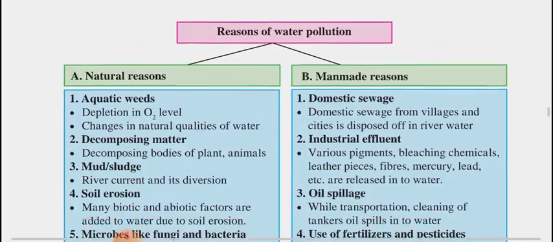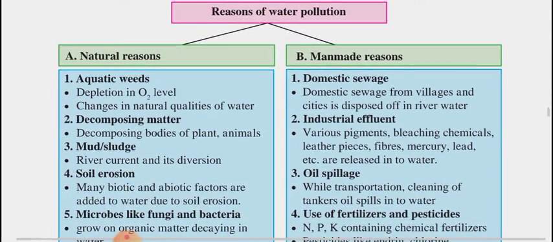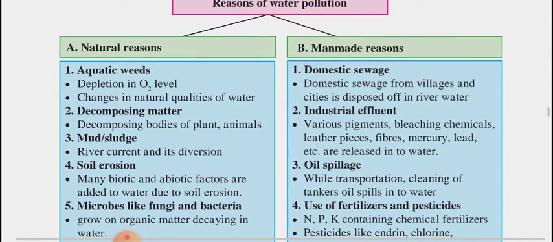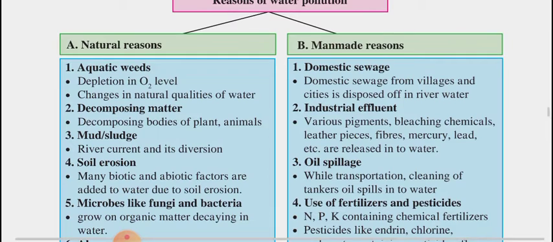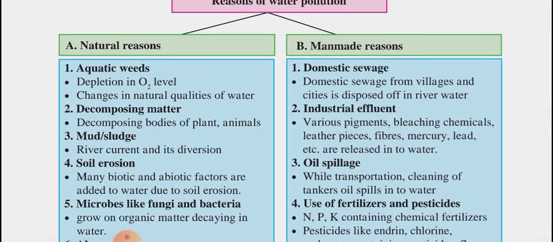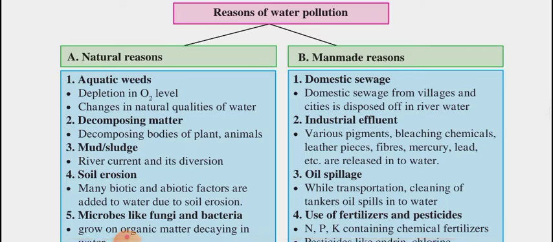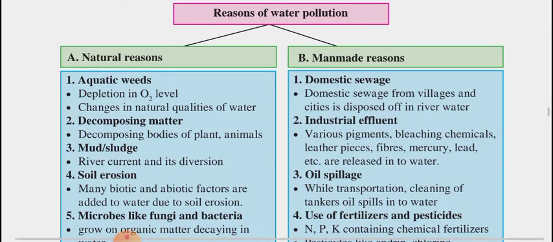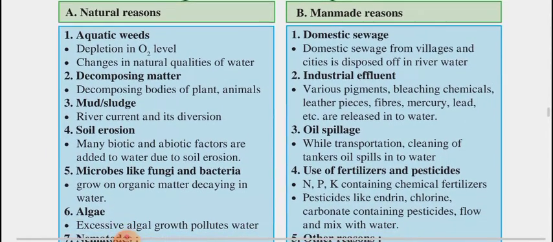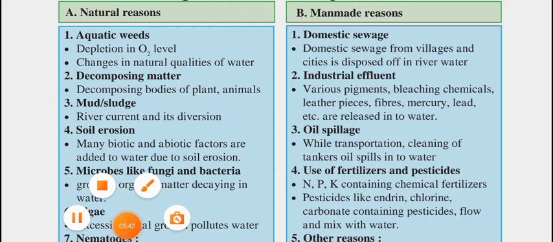So here, reasons of water pollution, one is natural, another one is man-made. As we discussed about air pollution, man-made and natural, in a similar way here also the reasons of water pollution are man-made and natural. So first we will go ahead with the natural reasons.